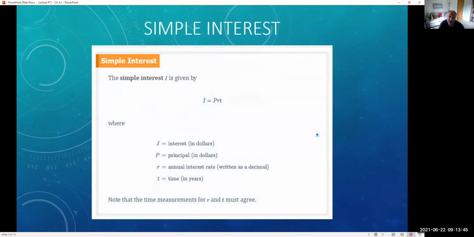Now let's focus our attention on the basic formula for interest, which is interest equals principal times rate times time. As a reminder, principal is the amount that you've invested. The rate is usually given as a percent, so in order to include it in this formula, you have to convert it into a decimal. And that's an old skill set that we have to be familiar with.